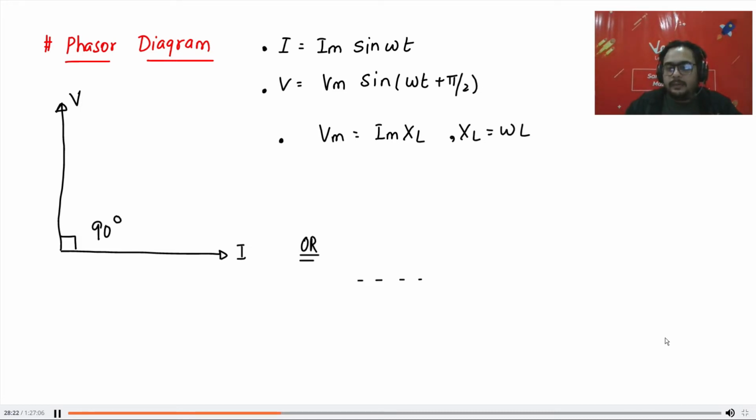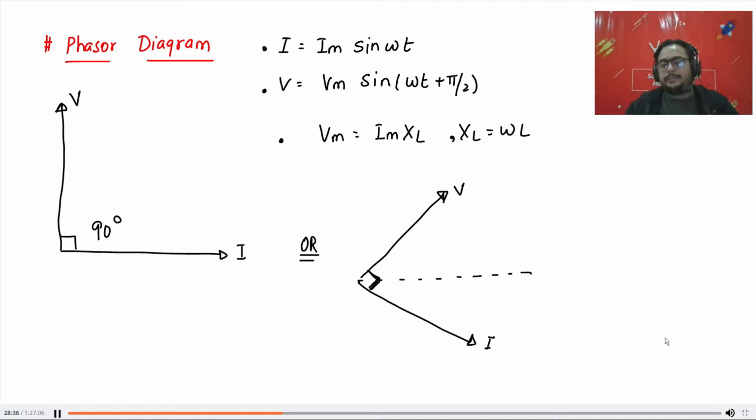Am I correct? Or if you are taking this as 0, I am drawing current like this, then voltage should be just ahead of it by an angle of 90 degree. This is all you have to remember. Voltage should be ahead of the current by 90 degree. Can I take an example on this? Just let me know. I will take 2 examples, okay, so that it becomes easy.